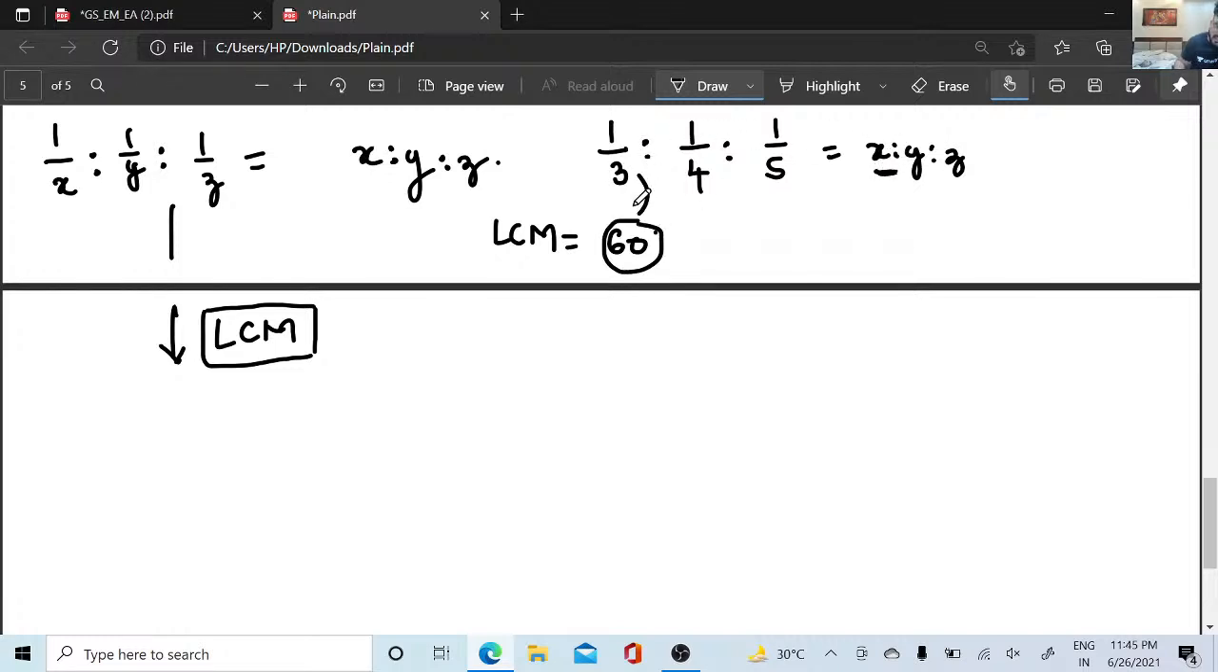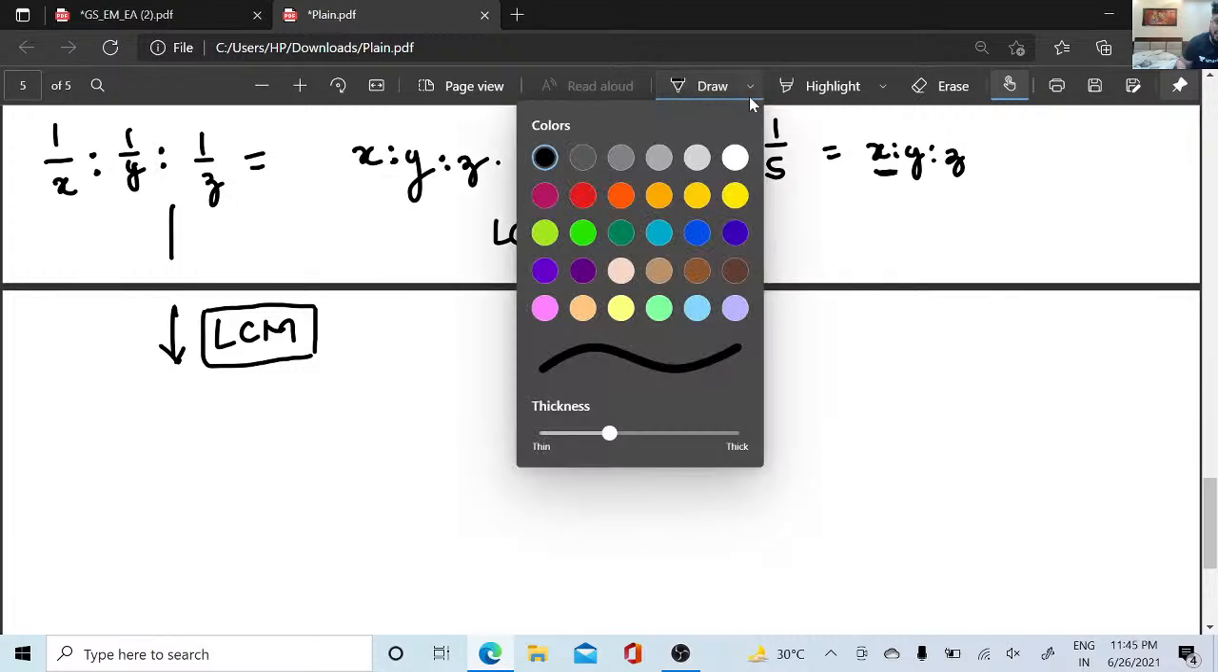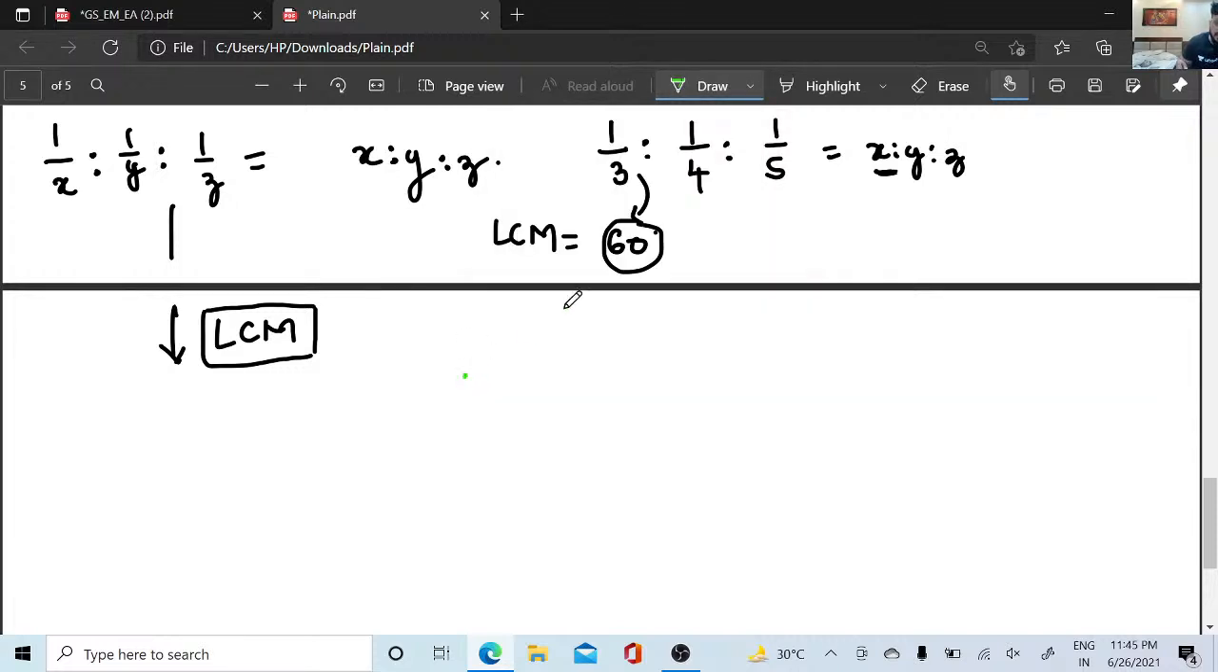So what will be my x? 1 by 3 into 60. What is 1 by 3 into 60, people? 3 20s are 60. So 20 is to 1 by 4 into 60. 4 15s are 60. 1 by 5 into 60. 5 12s are 60. 20 is to 15 is to 12. Always find out the value of the LCM and get the right answer.